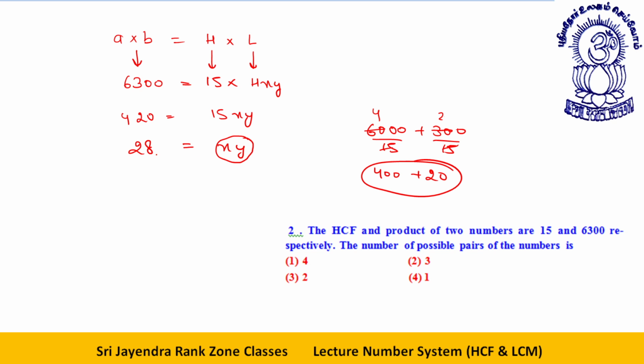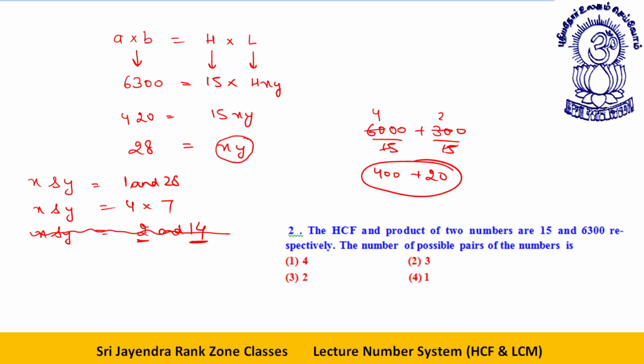Now I need to break xy into two numbers such that they are co-prime to each other. One way could be 1 and 28. These are co-prime to each other. The other pair could be 4 into 7. But if I say x and y are 2 and 14, then this is not possible. Why? Because they have 2 in common. Both are divisible by 2. So let's remove this part. I am just cutting it to show you that this has been cancelled. So we have these two as our options.